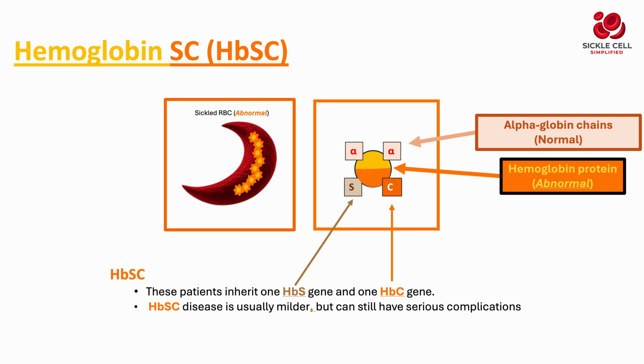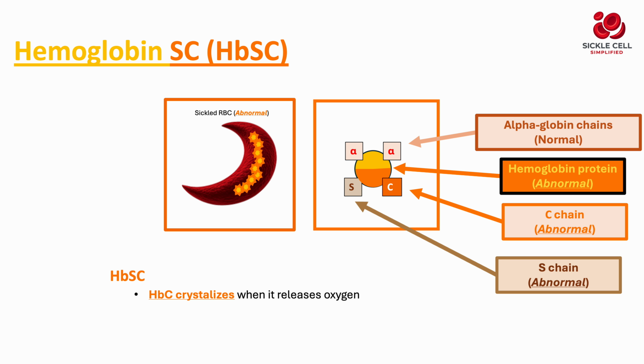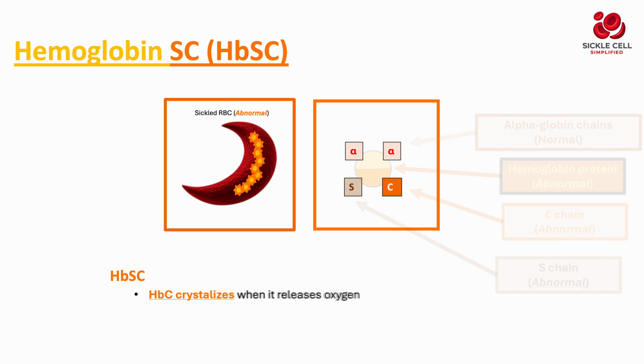The next type of sickle cell disease we'll talk about is hemoglobin SC disease. Here, the patients inherit one hemoglobin S gene from one parent and one hemoglobin C gene from another parent. Typically, hemoglobin SC is a little bit milder, but it can still have some serious complications. An interesting thing that happens in hemoglobin SC disease is that the hemoglobin C molecule actually turns into a crystal whenever it releases oxygen.